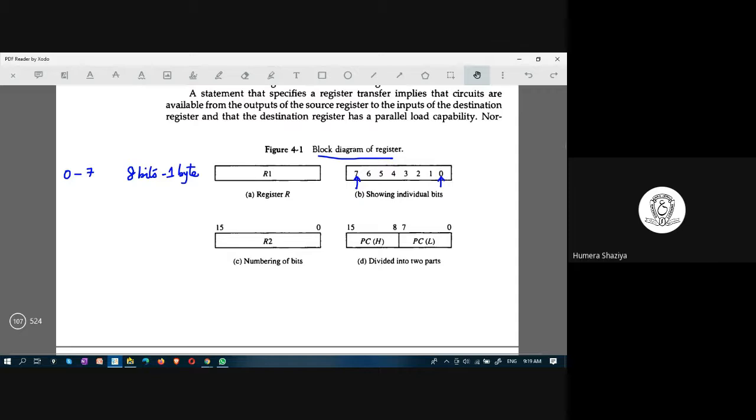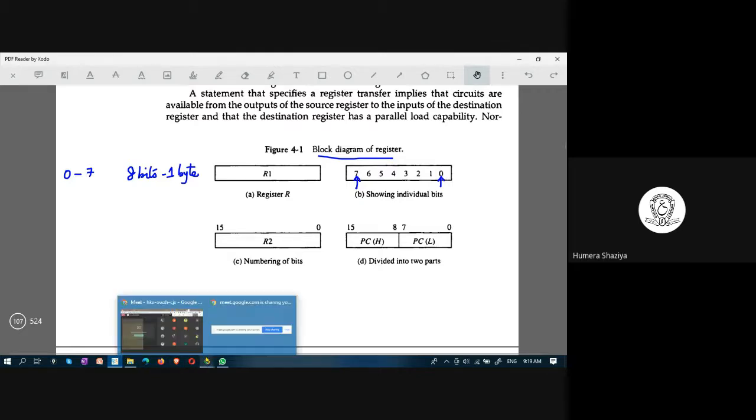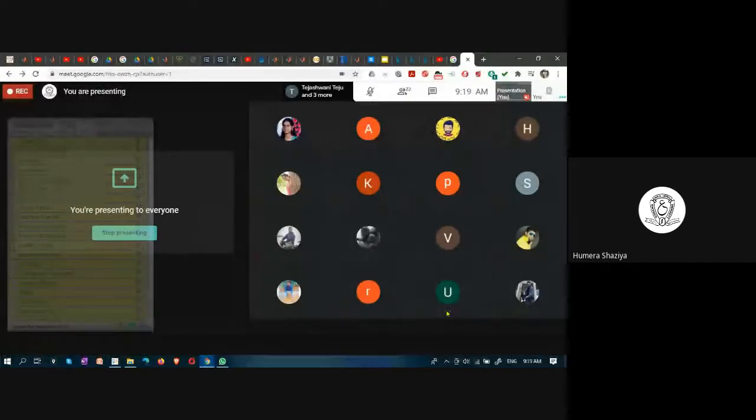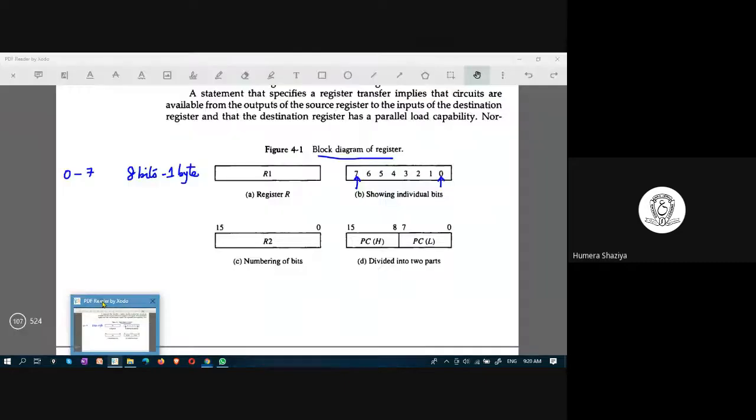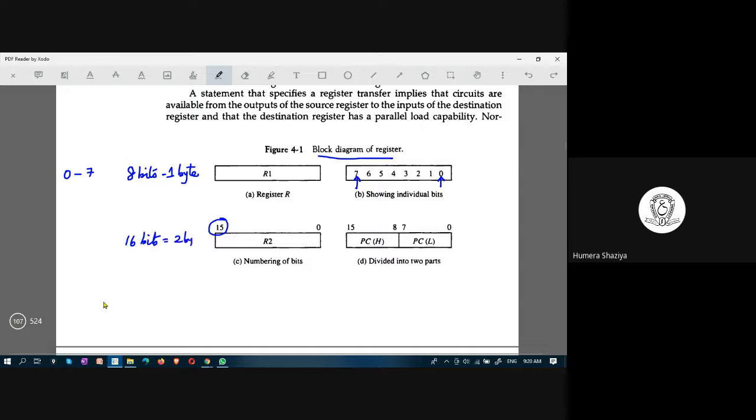R2, what is the size of R2? Yes, you can put it in the chat window as well. Can anyone tell me what is the size of R2? 16 bits. Very good. Students, those who are going with this number, please note that this is the number which is beginning at 0. Because we are beginning at 0, if you include 0 also, it would become 16. So the size of R2 is 16 bits, which is equal to 2 bytes, and the range would be 0 to 15.